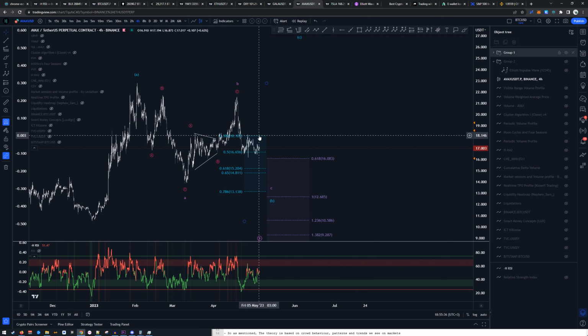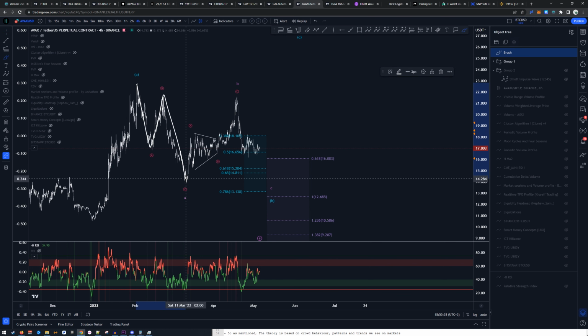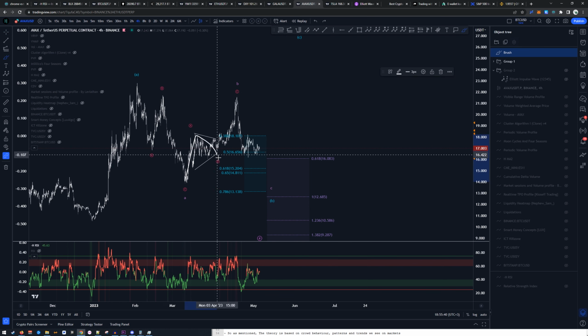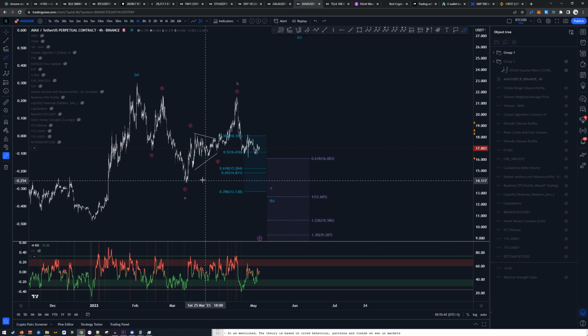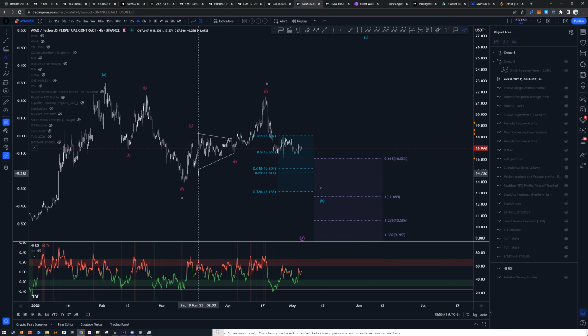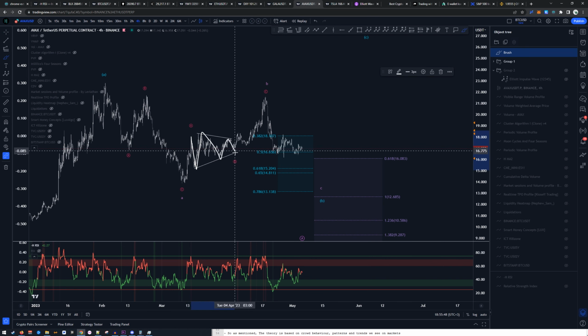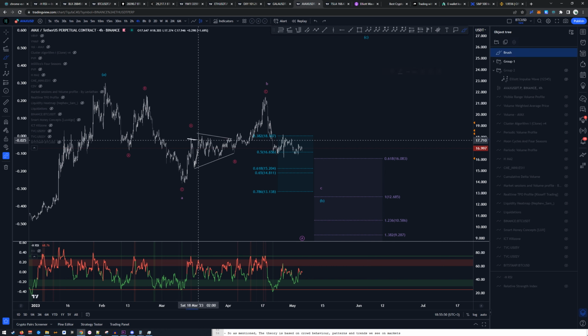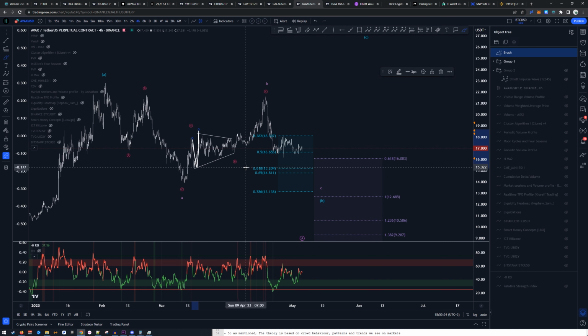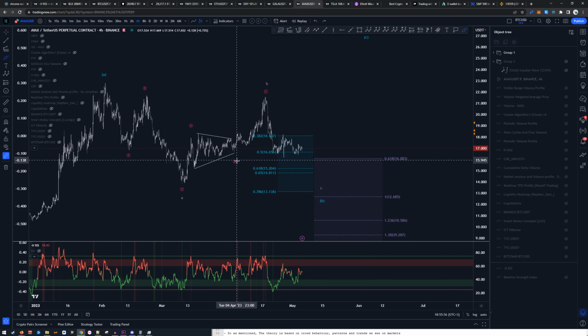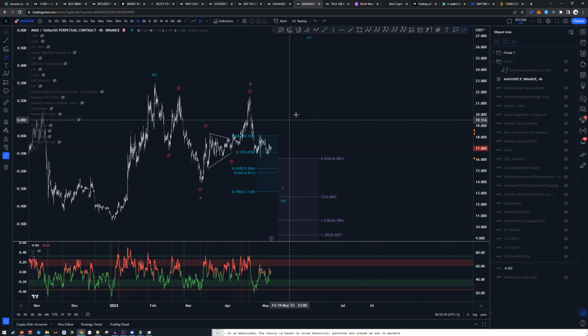Okay, so 3 waves we did come down. However, we came up in 3. In my opinion, this looks decent as some kind of triangle. It's not the best. It would be a running triangle, since this would be A, B, C, D, E. B wave takes out the highs of A, the origin of that A wave. That makes it the running triangle, but it's still decent.